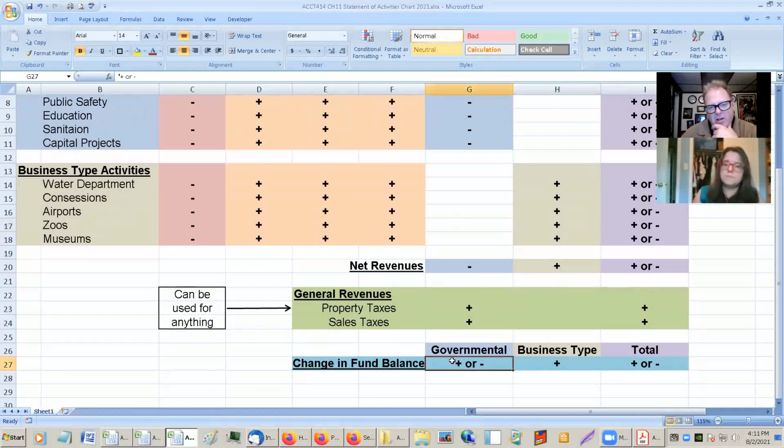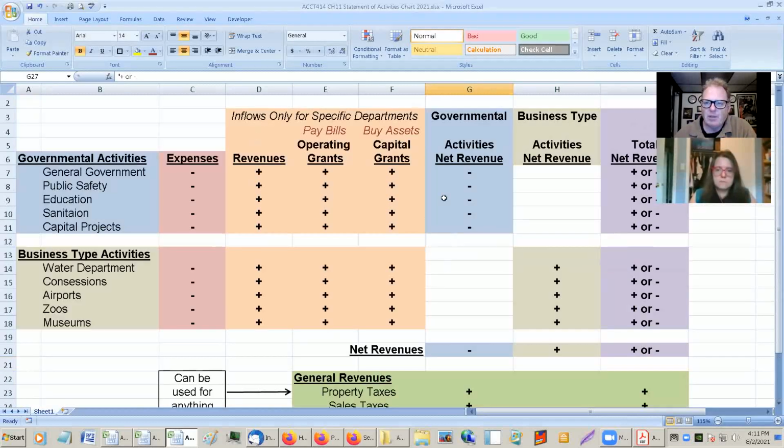Okay, so coming down here, with these property taxes and sales taxes, a lot of times it may or may not be profitable or changing the fund balance at the end. So these general revenues generally are there to pull up the governmental ones. They're the fund governmental ones, not the business type.